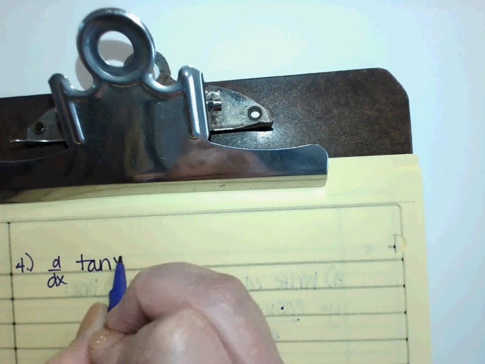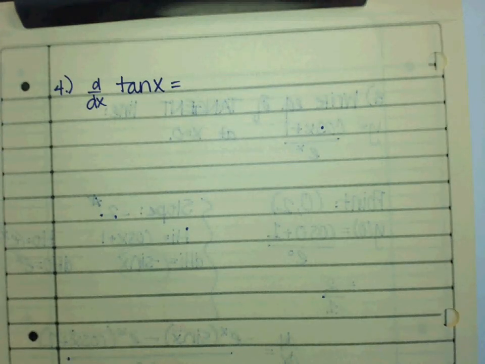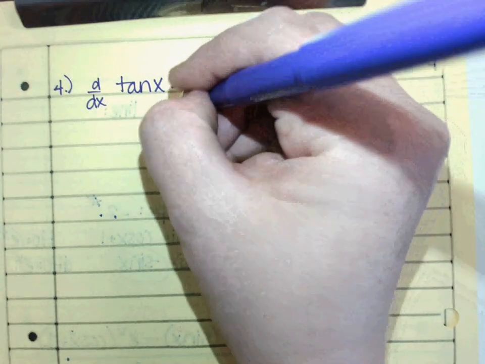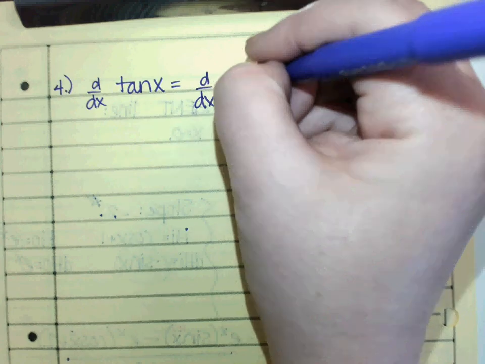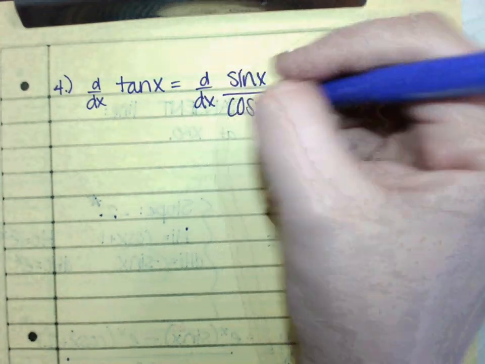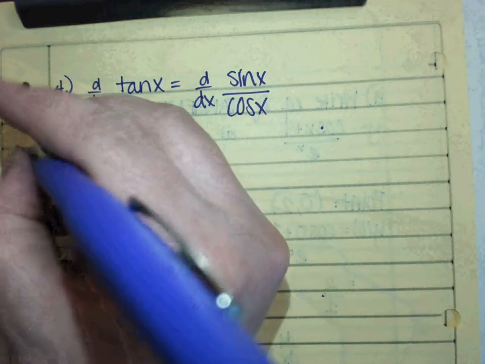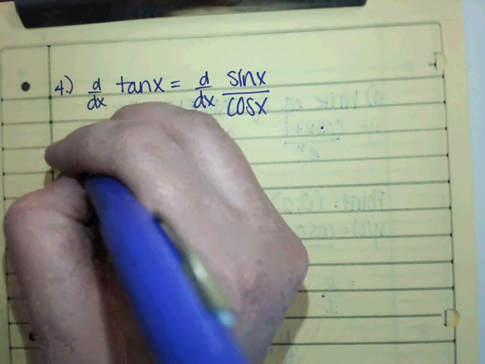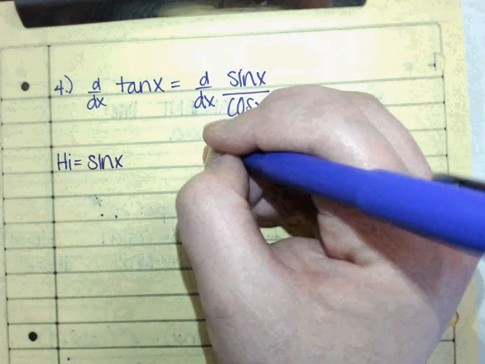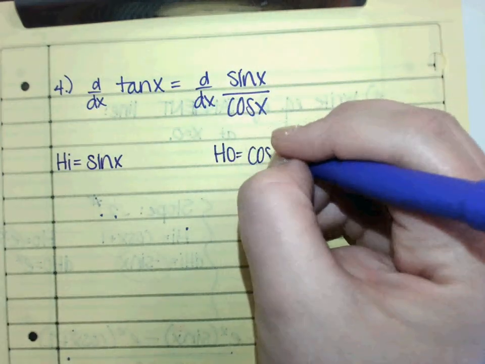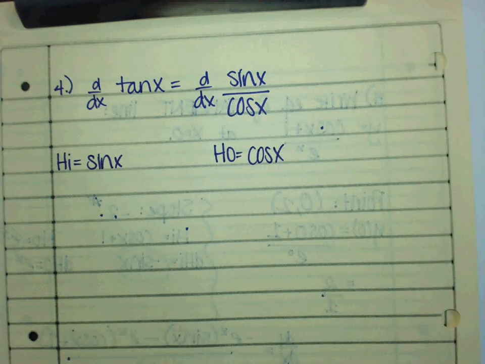Now you might be wondering, why does the derivative of tan need quotient rule? Because it's sine divided by cosine. Very good. Sine x divided by cosine x. So, here we go. Label the high, label the ho. What's the high? Sine x. What's the ho? Cosine x. Take the derivative of both parts.